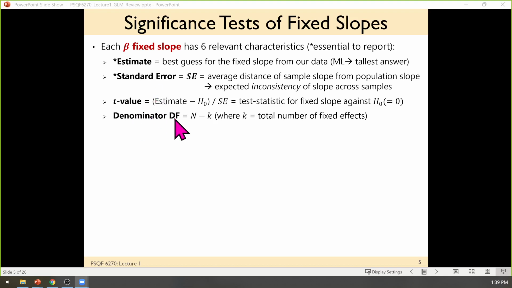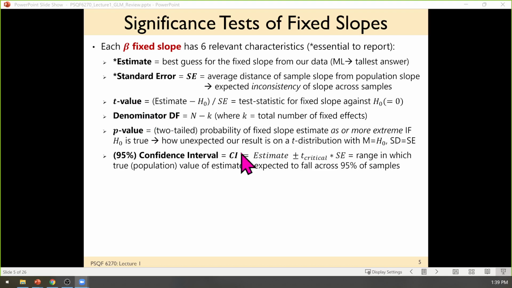Denominator degrees of freedom, you should already know based on how many predictors are in your model and your sample size. Based on that T value and your degrees of freedom, then you get your p value. In this class, I think all p values will be two-tailed, by the way. There are very rare exceptions for things that can't go in both directions, but two-tailed is how we do business. The p value is the probability of observing a result that extreme or more extreme if the null hypothesis is true. So how unexpected is your result relative to 0, where deviation from 0 is characterized by your standard error.